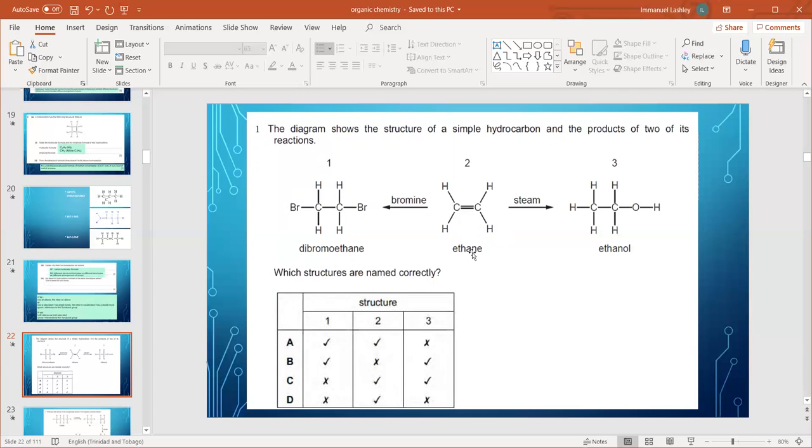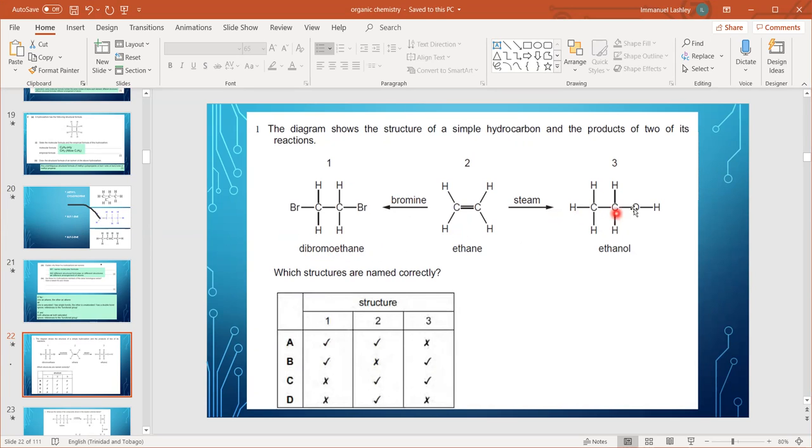They have an error inside of the question. That should have been ethene, because this here is an alkene. There's a double bond present. And when bromine is added to it, it becomes dibromoethane.